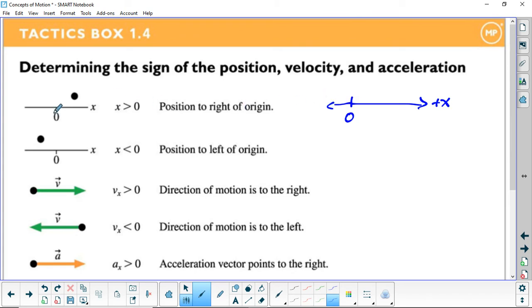So if we have an origin of 0, any point to the right side of it would be a position that's positive. Anything to the left side of it would be a position that's negative, the x position.